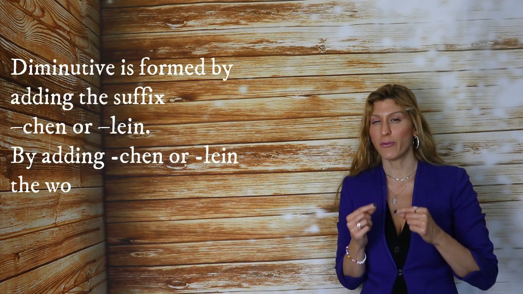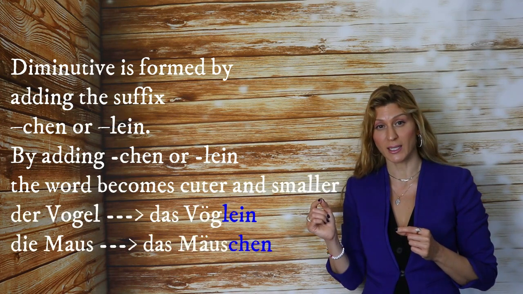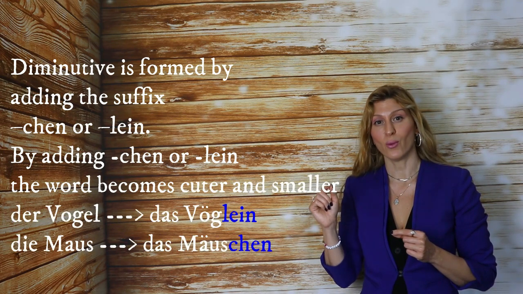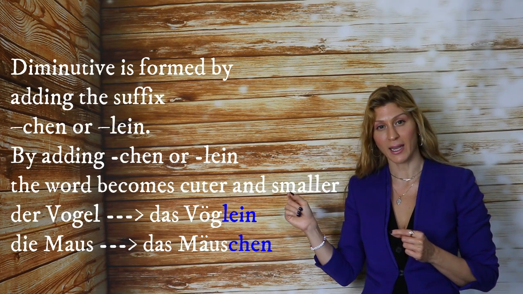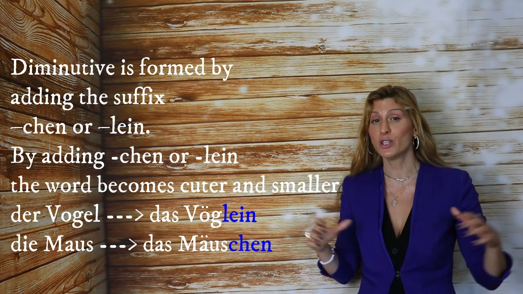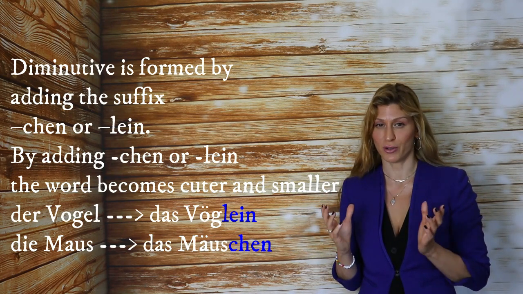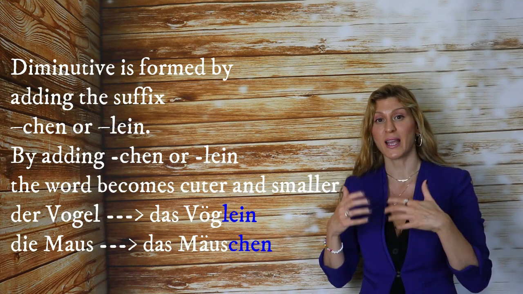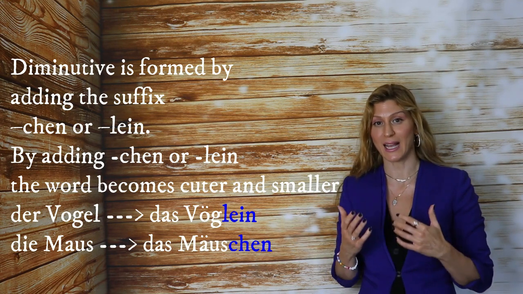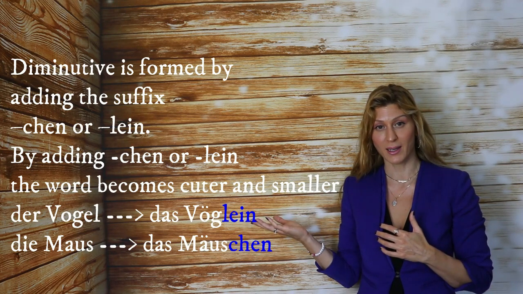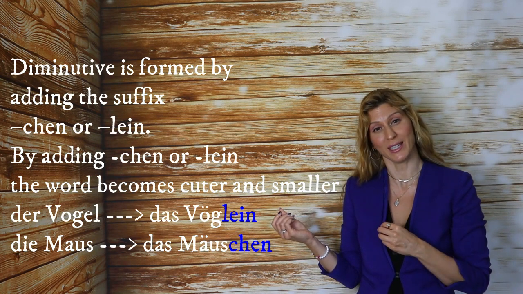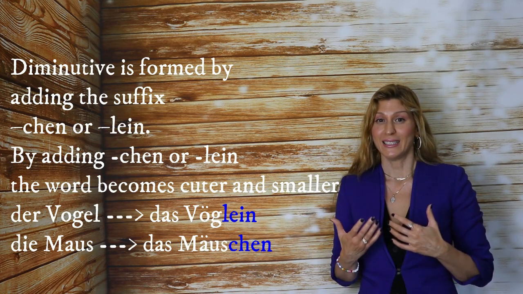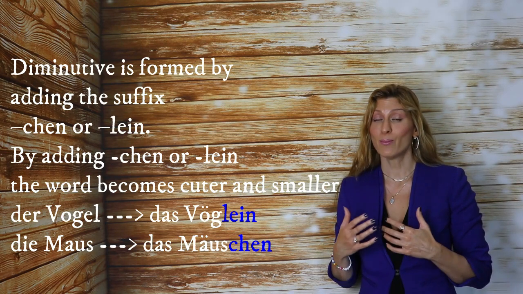And diminutive in German is formed by adding the word ending chen or lein. By adding chen or lein, automatically the word becomes cuter, tinier, and smaller, and would always carry the article das. As an example, der Vogel, das Vöglein, the small little birdie. Die Maus, das Mäuschen.